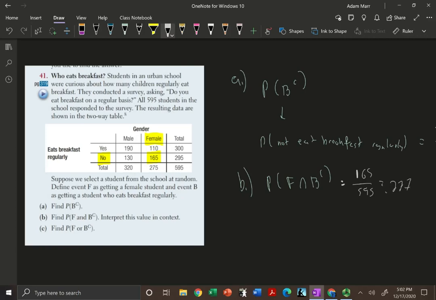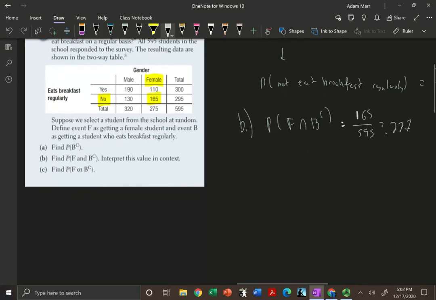Okay, so right here we're going to do an interpretation, right? And we're going to say, if we select a student from the school at random, the probability the student will be female and does not eat breakfast regularly is 0.277. Or, for a lot of the other interpretations, they say the actual percentage. You would just say there's about a 27.7% chance of selecting a student who does not eat breakfast regularly and is a female. Okay? Part C.